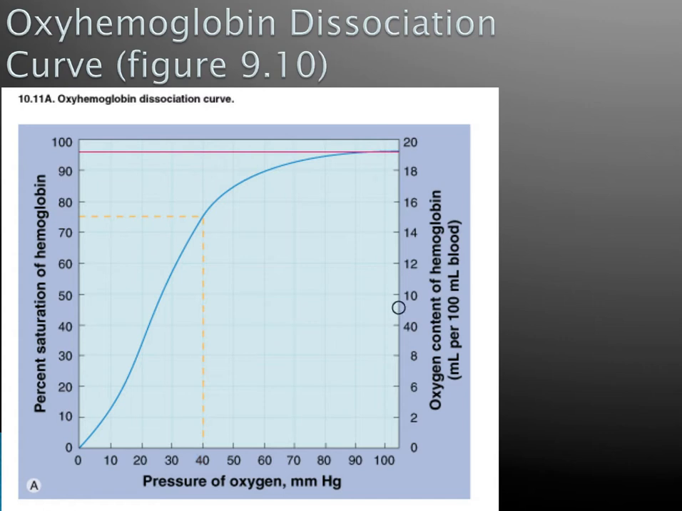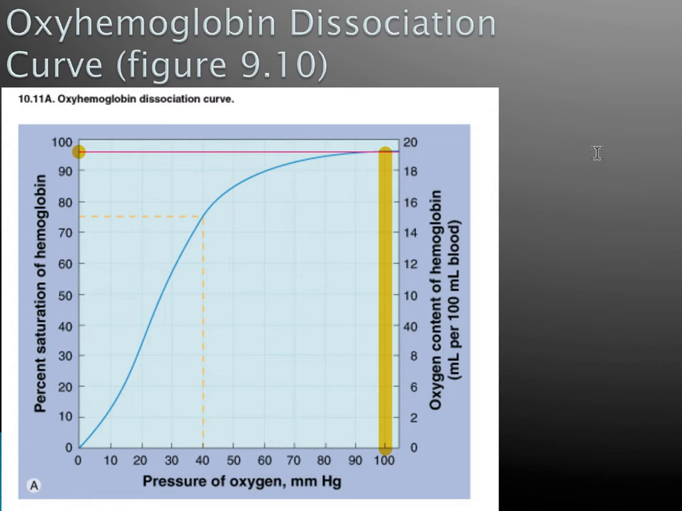Arterial blood is about a PO2 of 100, and they've drawn a line for us, it's almost completely saturated. The hemoglobin is almost completely saturated with oxygen. It's about 97, 98% saturated. I think of saturation as a sponge. So this sponge is almost full of water. It cannot soak up any more water.